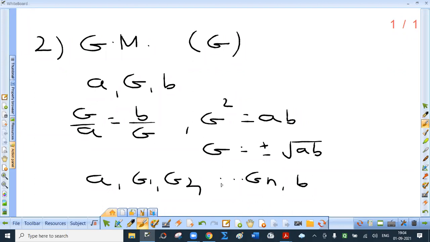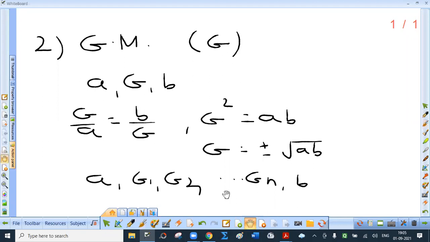Because some students ask me, how can there be 4 or 5 geometric means between any two numbers? The logic is simple. If A, G1, G2, G3, and B are in GP, then the numbers between the first and last of the GP are defined to be geometric means between the first and last numbers.